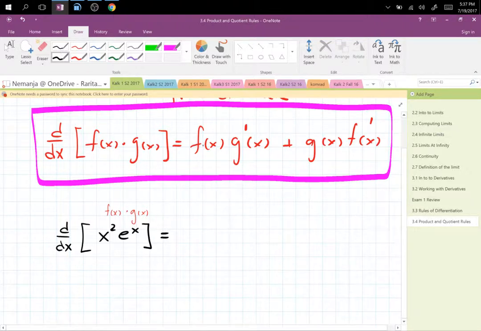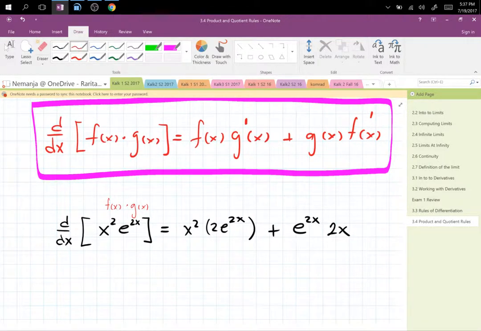So we see that the first piece is f of x, which means copy x squared. And then g prime of x is e to the x. Oh, that's a bad function. Let's use e to the 2x. Because then I will write 2e to the 2x here. So then we know that we actually took the derivative. There we go. And then plus copy the second function, which is g, which is e to the 2x, and then times the derivative of f, which is 2x.